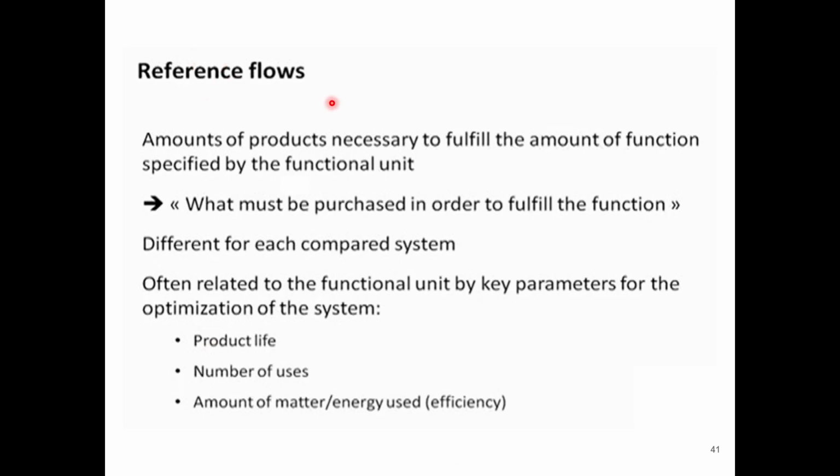And what are reference flows, therefore? As we discussed, it is the amount of products, that is the elementary flow, necessary to fulfill the amount of function specified by the functional unit. So to achieve the specification as per the functional unit, what is the amount of products necessary to fulfill it? What must be purchased in order to fulfill the function or the functional unit?